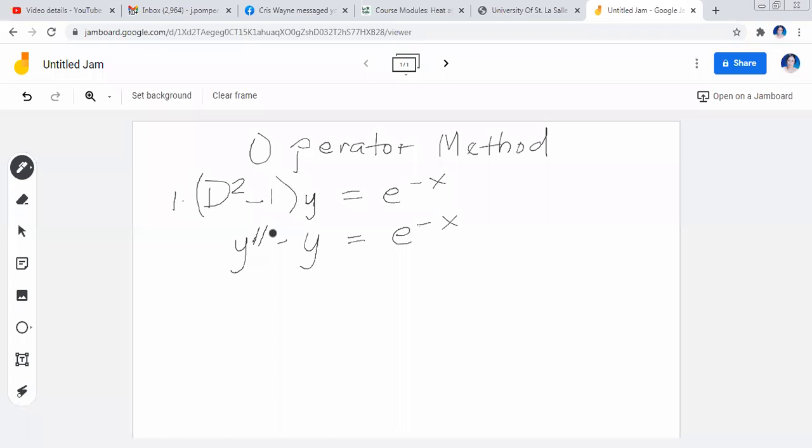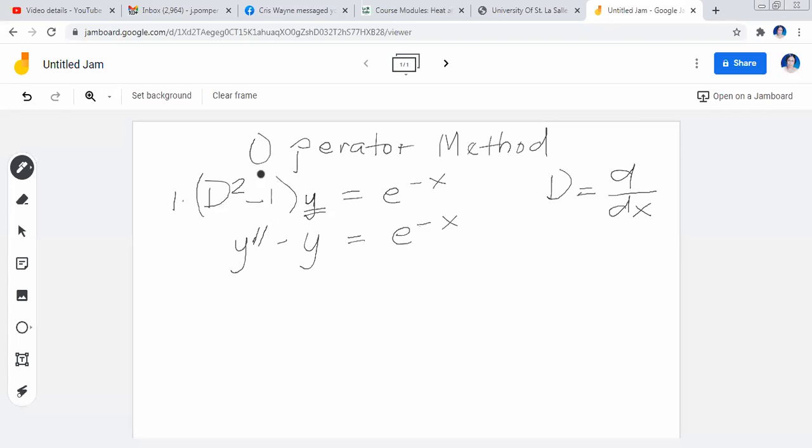So what we did here is we replaced the second derivative by the operator D. I've discussed it already, the operator D, which is raised to 2. So this operator D is equivalent to the derivative of your unknown function with respect to your independent variable. Oftentimes, our independent variable is x and our unknown function is y. So in this case, you get to see here the y, meaning you are having the second derivative of y minus y equal to e raised to minus x.